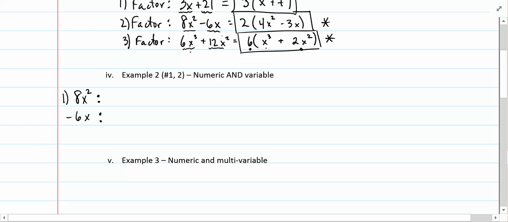Let's revisit that first problem, which I said was not completely factored, the 2 times the quantity of 4x squared minus 3x. Let's consider the two terms that we had to begin with, 8x squared and a negative 6x, and let's rewrite them in their prime factorization. You should remember from Algebra 1 that prime factorization means to list all of the factors of a particular term or value and list only the prime factors.